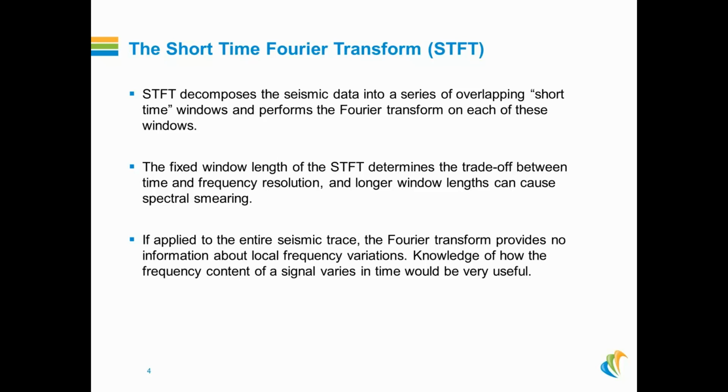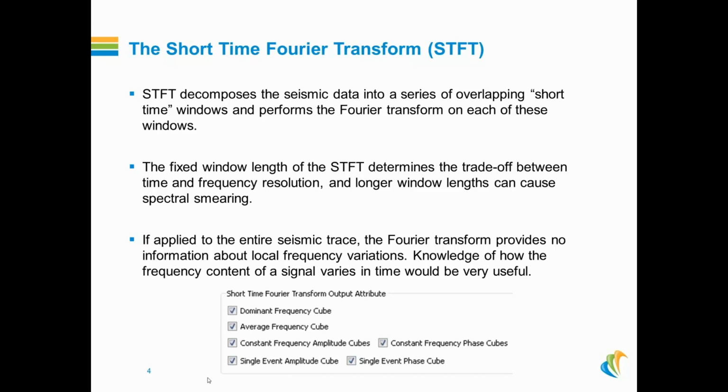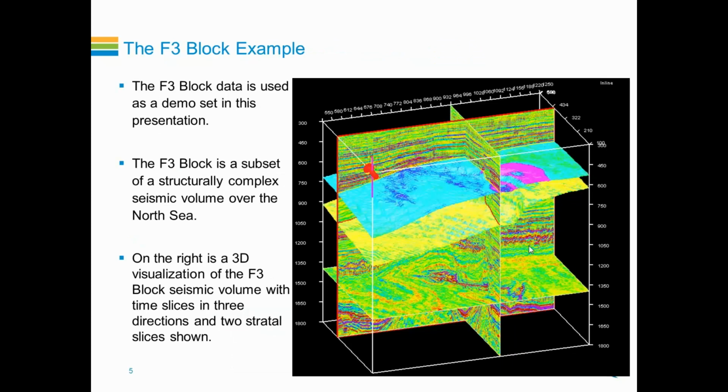And here are the options that are available as a result of short time Fourier transform. Dominant frequency, average frequency cubes, various constant frequency amplitude cubes, also constant frequency phase cubes, and different event slices. For demo purposes, I will use this data set, the F3 block data, which is an example of a structurally complex seismic volume over the North Sea. Here's the visualization of it on the right side.